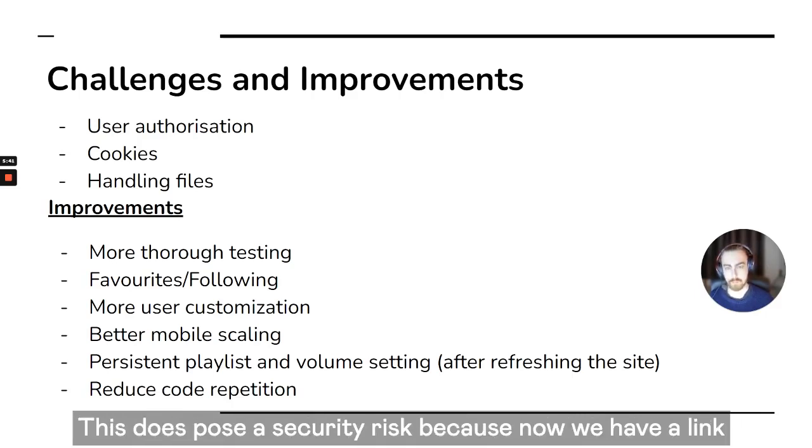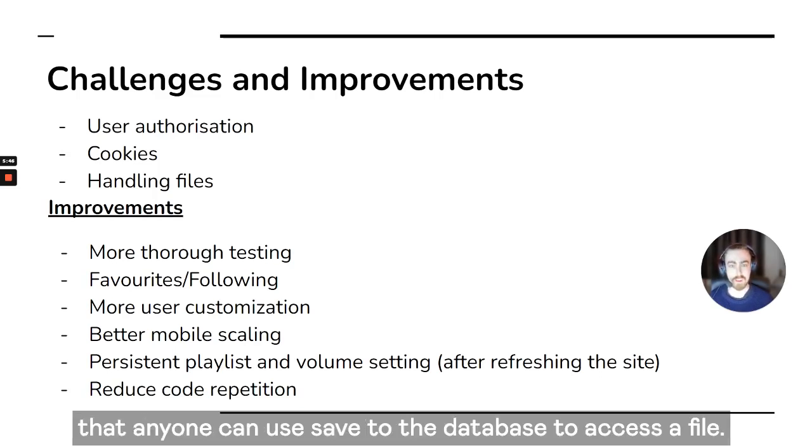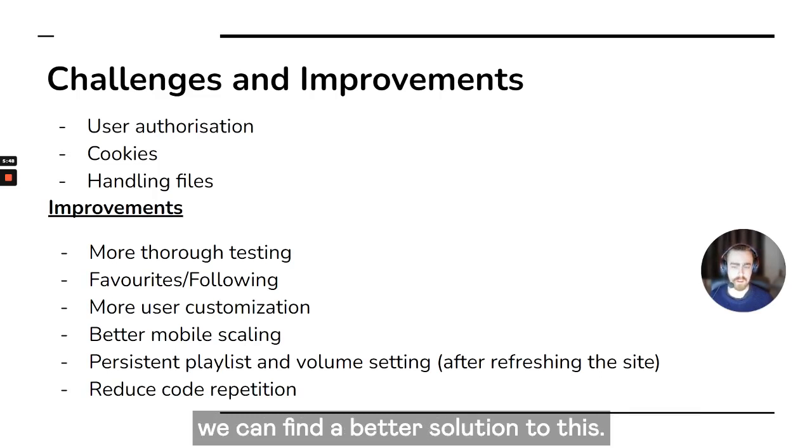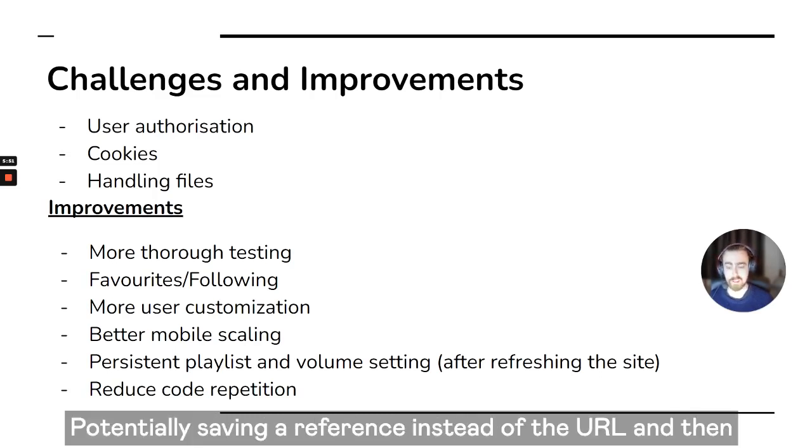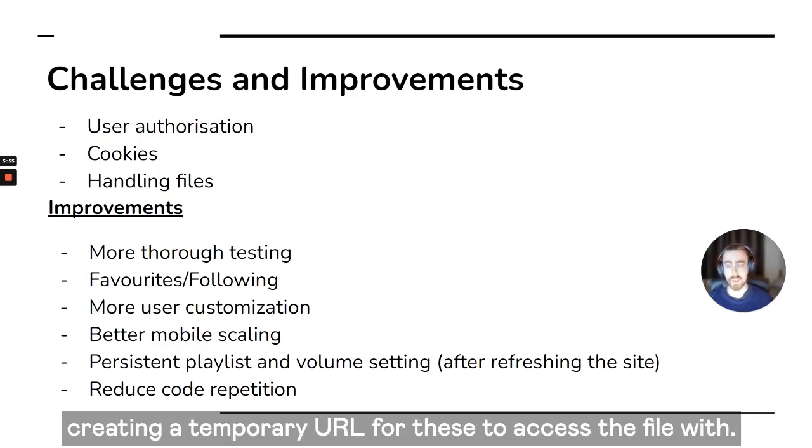This does pose a security risk because now we have a link that anyone can use saved to the database to access a file. If we had more time, I'd like to see if we can find a better solution to this, potentially saving a reference instead of the URL and then creating a temporary URL for the user to access the file with.